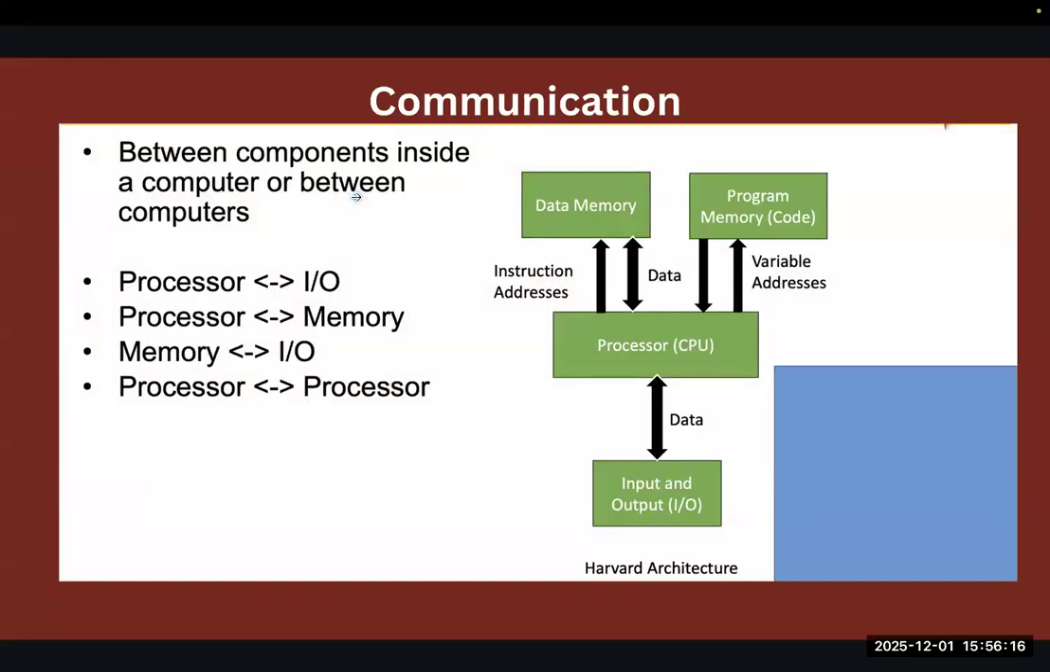So first we have communication. This slide shows communication within a computer system based on a Harvard architecture. The processor interacts with program memory and data memory separately, receiving instructions from one and data from the other. It also communicates with I/O devices for input and output. Understanding these pathways will help us understand how efficiently data flows throughout the system.